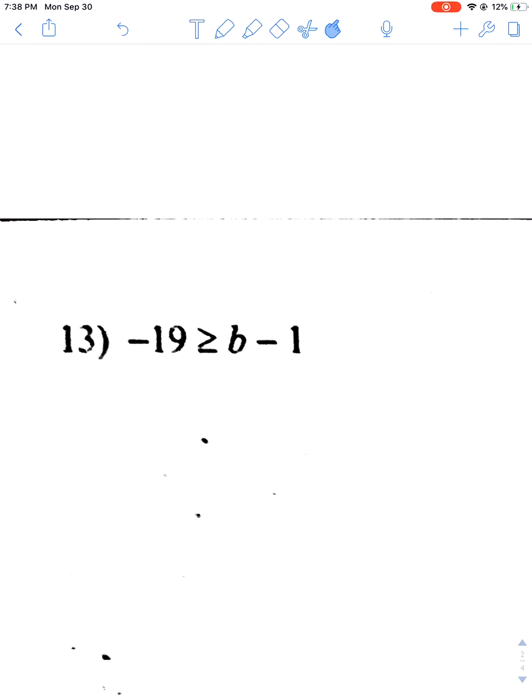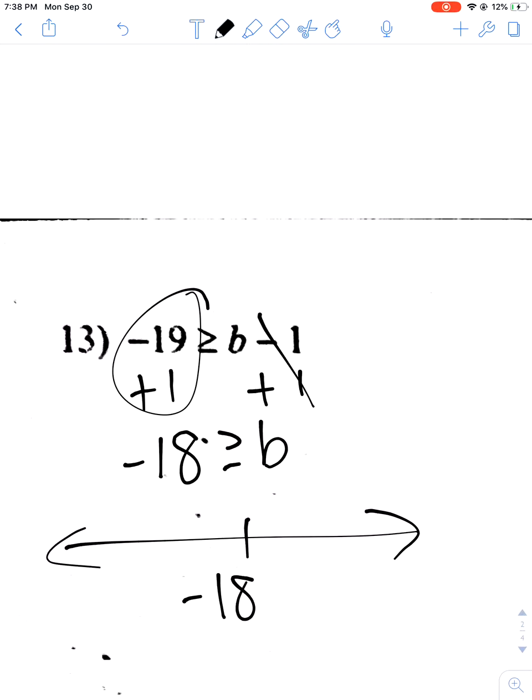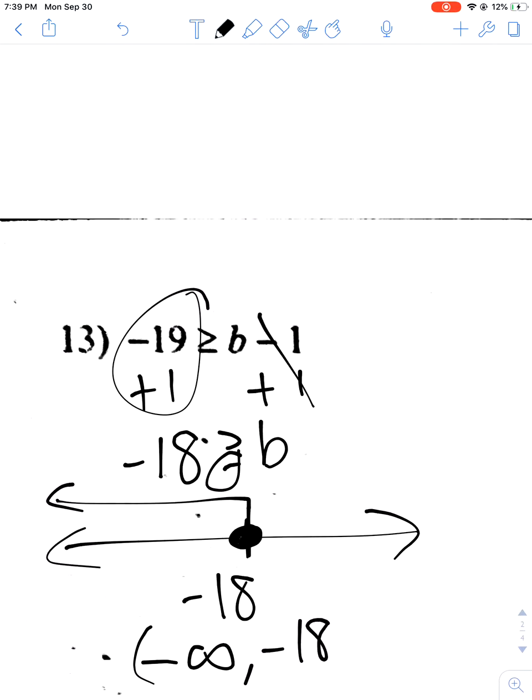Alright. Number 13, we get b by itself. Add 1 to both sides. Opposite signs, so we subtract. 19 minus 1 is 18. The negative was bigger. To graph this, we put negative 18. It is closed because of the line underneath. It says negative 18 is bigger. That means b has to be smaller. Interval notation, when does it start working? Negative infinity. When does it stop working? Negative 18. Closed circle means bracket.